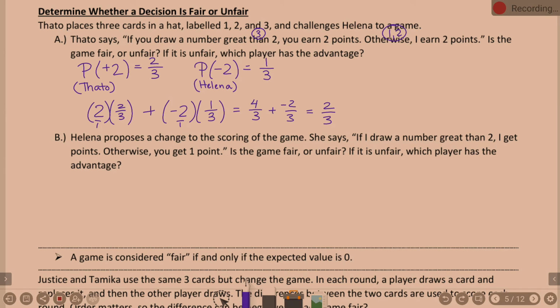Okay, and here's the deal. The comment is down here. If a game is fair, you're going to have an expected value of 0. Because that expected value of 0 is going to represent one way is not more likely to win than the other way. Here, since that's 2/3, that's your expected value, but that's going to be showing that Thado is 2/3 more likely to win. Okay, so is the game fair or unfair? Unfair. And if unfair, which player has the advantage? And that advantage goes to the Thado.